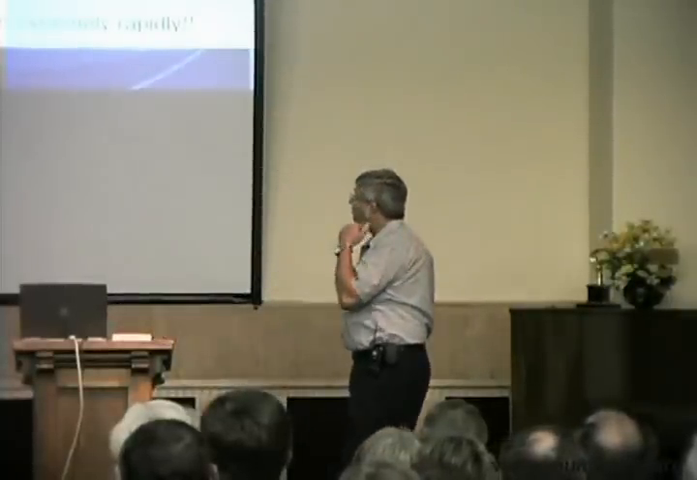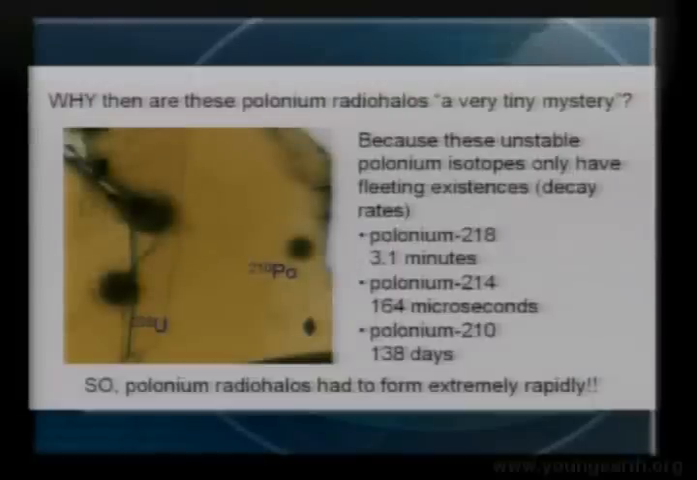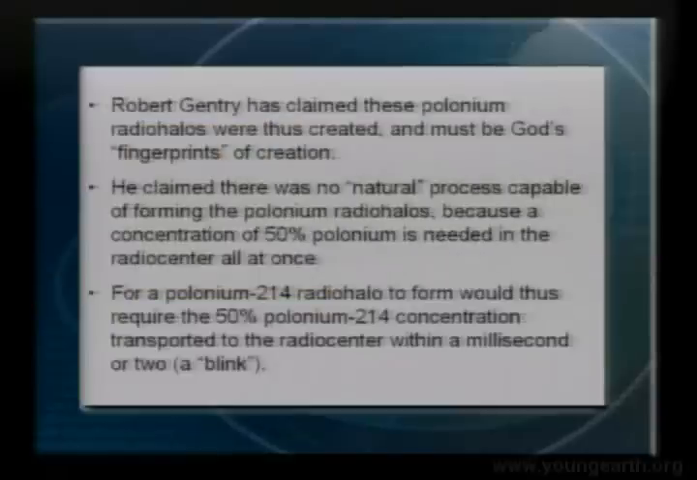Well, the first thing is the polonium radiohalos had to form very rapidly. If it decayed so quickly, the alpha particles were produced so quickly, therefore the damage occurred quickly, therefore the halos formed quickly. Now, Robert Gentry, who was the pioneer in this research, claimed that these polonium radiohalos were thus created and must be the fingerprints of creation. Why did he say that?